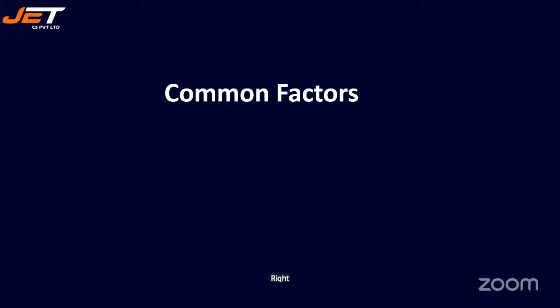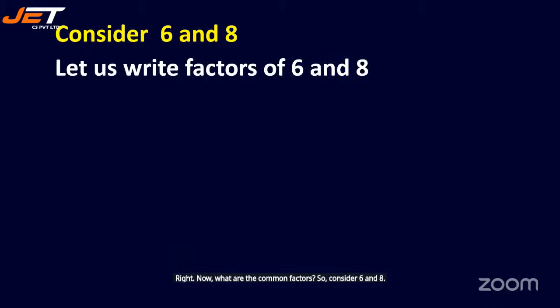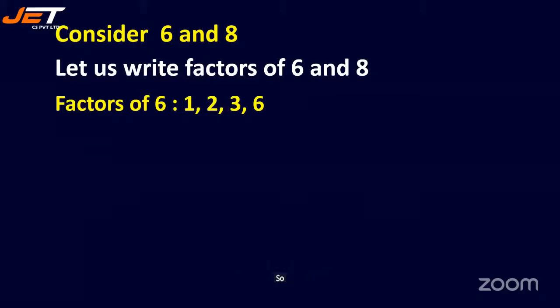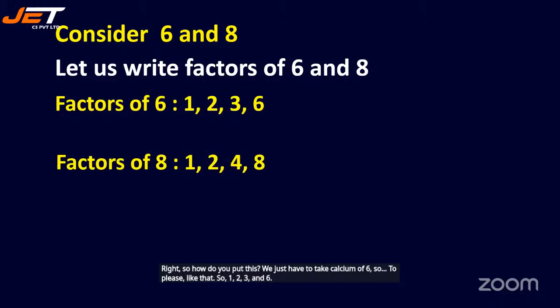Right. Now what are the common factors? So consider 6 and 8. Let us write the factors of 6 and 8. The factors of 6 are 1, 2, 3, 6. How do you find this? We just have to take the multiplication of 6. 2 threes are 6, 3 ones are 3, like that. So 1, 2, 3 and 6. Now the factors of 8 are 1, 2, 4, 8.